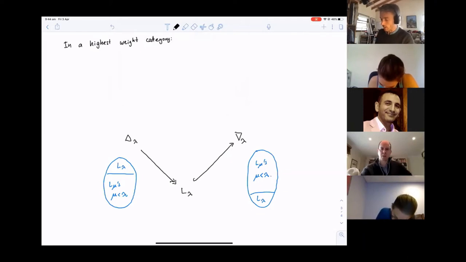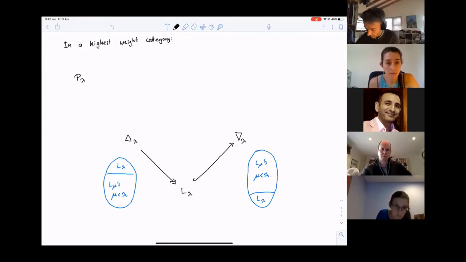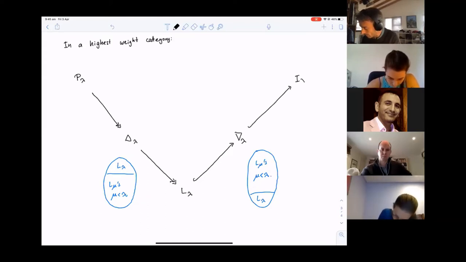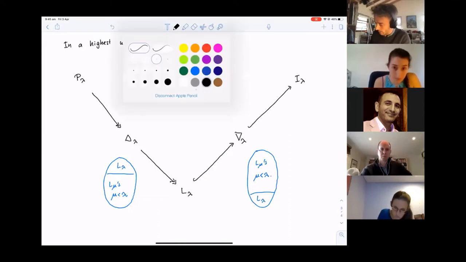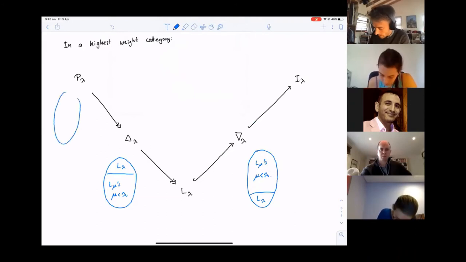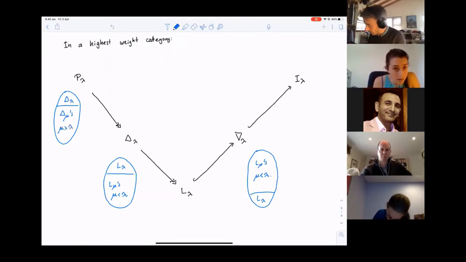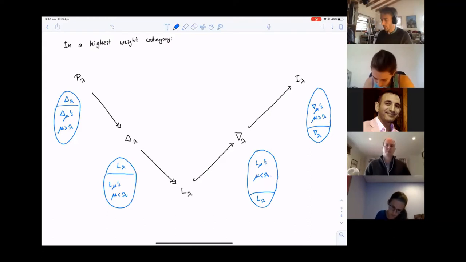And now what we saw is that the projective cover of L of lambda has delta of lambda at the top plus stuff below. And so we have the projective object here that surjects onto here. And similarly, we have the injective hull of L lambda. And these guys have structure. And there's a crucial difference here, that now the mu's are bigger than lambda. And this has a dual structure.